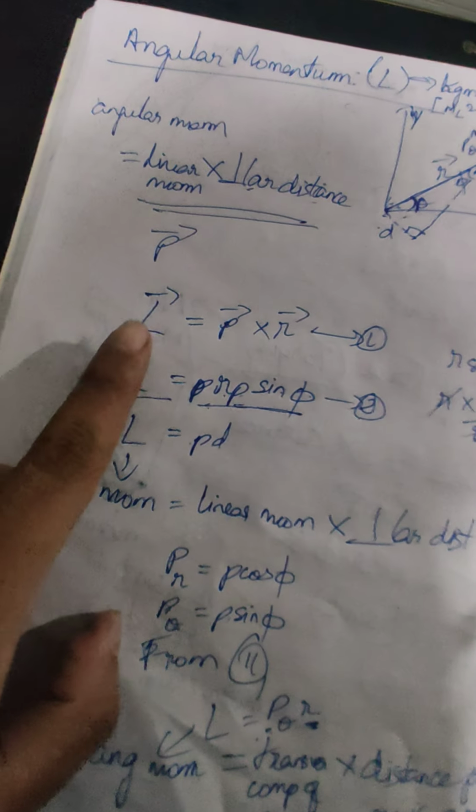This may be important for around 2 or 3 marks. Relation between torque and angular momentum. Now we will derive the relation between torque and angular momentum. What is the angular momentum? Angular momentum is R cross P. So we have the definition of angular momentum: angular momentum is equal to R cross P.